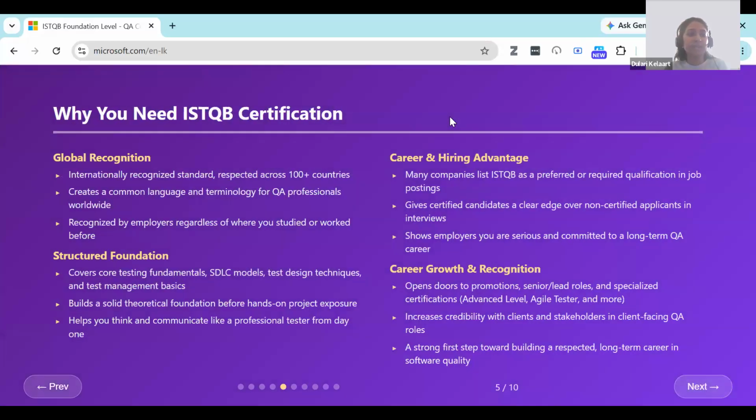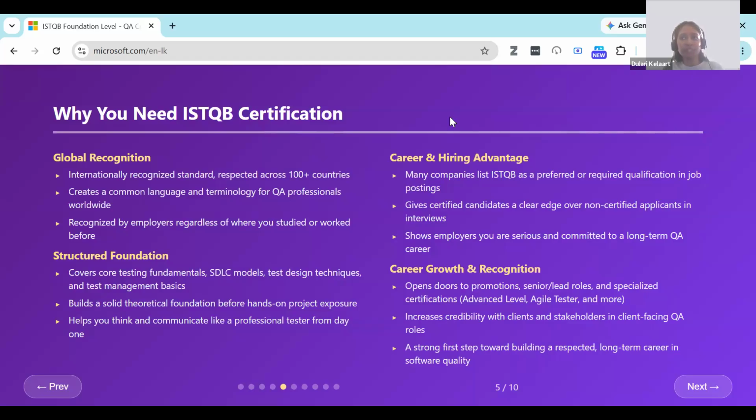And what is this ISTQB certification? This is a globally recognized certificate, which will be acceptable and respected across 100 plus different countries. And this is the basic qualification that they ask for when you apply for a job and when you go for an interview, because with this ISTQB they cover everything from the basic to the advanced, which needs to be there as a QA engineer, every skill.